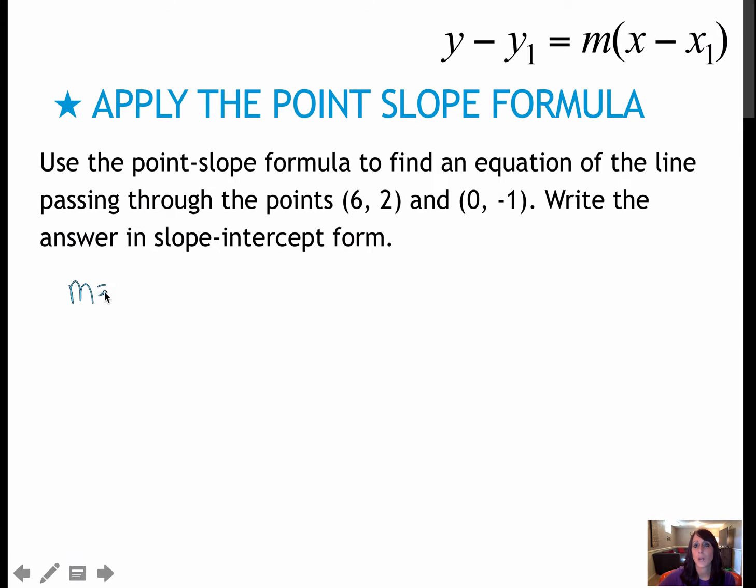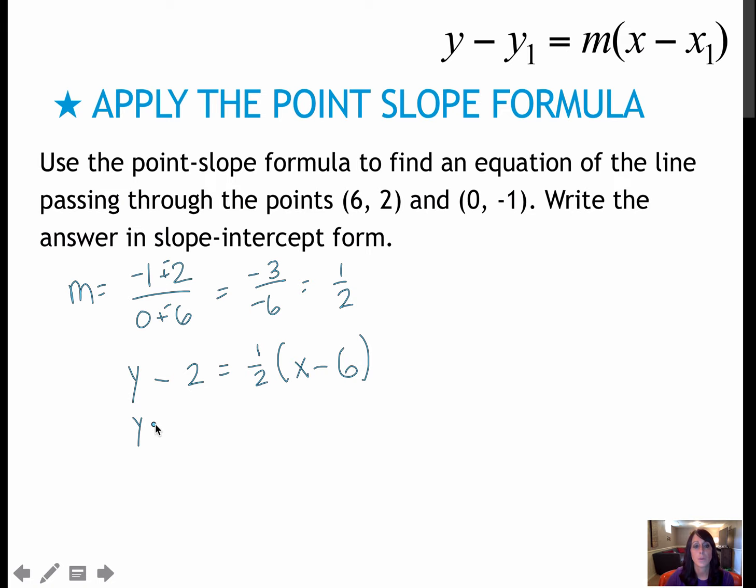So first I'm going to find the slope, negative 1 minus 2 over 0 minus 6, which gives me negative 3 over negative 6, or positive 1/2. So I get y minus, I'm going to use my first point, my y value of 2 equals 1/2, x minus my x value of 6. Distribute the 1/2. Remember, when I take minus 6 times 1/2, it's minus 6 times 1, which is negative 6, divided by 2, which is negative 3. And then I'll add 2 to each side and get y equals 1/2 x minus 1. And that's my final answer.